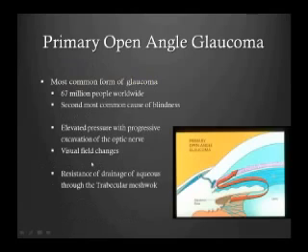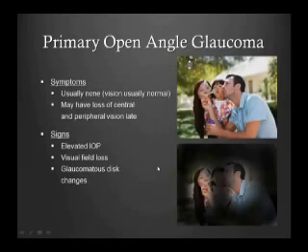Primary open-angle glaucoma is the most common form of glaucoma. It affects 67 million people in the world, and it's the second most common cause of blindness. These patients have an elevated eye pressure with, as I'm sure you've heard in other talks today, progressive changes in the optic nerve that correspond to visual field changes. The angle is wide open, but the drain, called the trabecular meshwork, is blocked. So the fluid just can't get out of the eye, and that's what causes the pressure to go up.